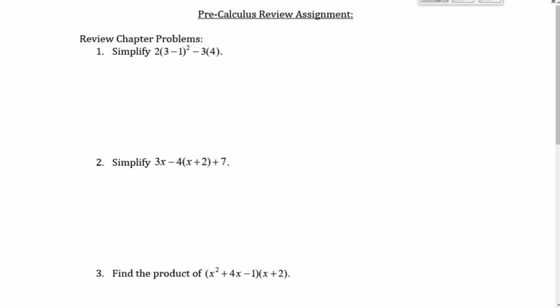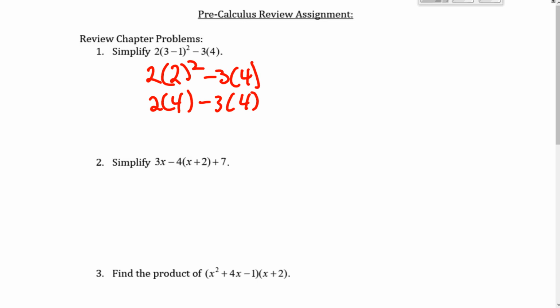So first you're asked to simplify, so you're just following order of operations, PEMDAS. You want to do what's inside the parentheses first. So I want to take 3 minus 1. And then I can do what's outside the parentheses. So first comes exponents. So I square that 2. And then I can go ahead and do multiplication, right? Number on the outside is multiplication. So we get 8 minus 12, which is negative 4. So there you go for that one.